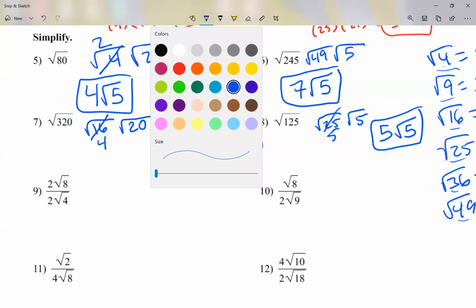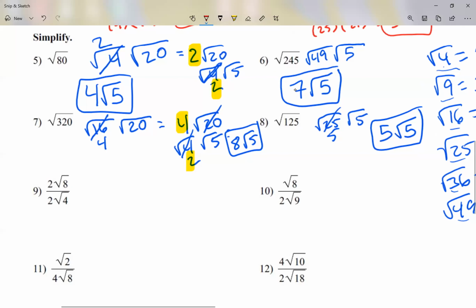Now let me worry about how we are going to type this. For question number 5, I'm going to type in a 4. I'm going to do the typing in red: 4 square root of 5. The way we type it in is SQRT, that means square root, and then open and close parentheses. But inside the parentheses, I'm going to type in a 5. So 4 square root of 5.